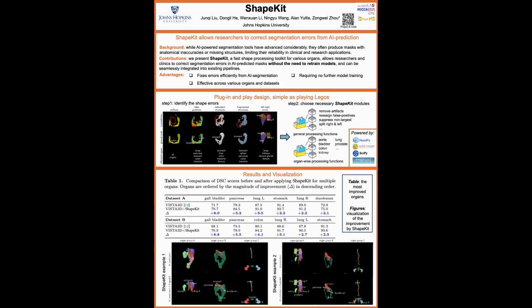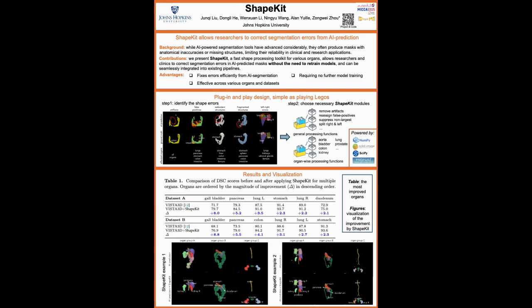Therefore, we present ShapeKit, which is a fast shape processing toolkit for various organs. It allows researchers and clinics to correct segmentation errors in AI-predicted masks without the need to further retrain the models. It can be seamlessly integrated into existing pipelines. The main advantages of ShapeKit are that it fixes errors efficiently from AI prediction, and it requires no further model training. Then, it is effective across various organs and datasets. The design of ShapeKit is a plug-and-play pipeline, as simple as playing Legos.